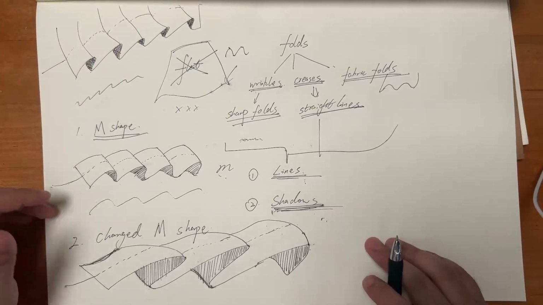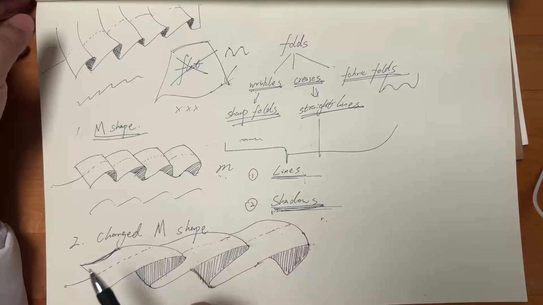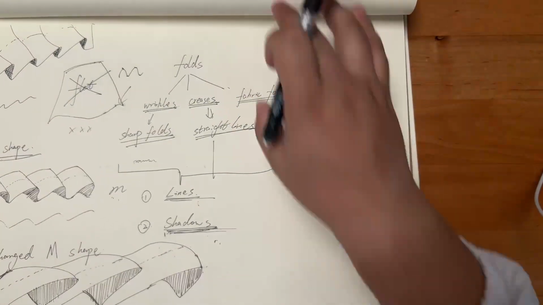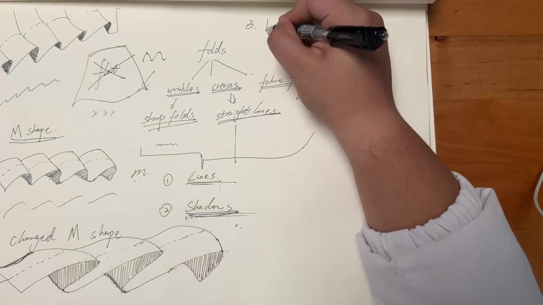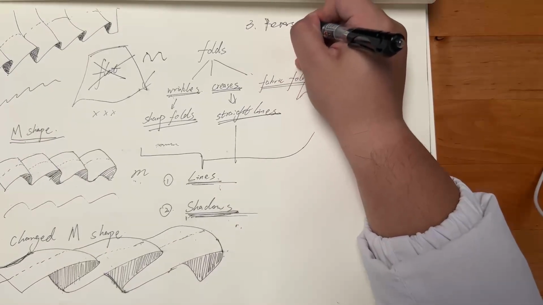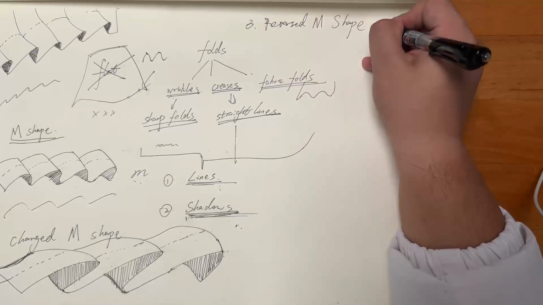All right. So what about the third one? M shape changed to M shape. The third one is what I call the reversed M shape. So how to do that?